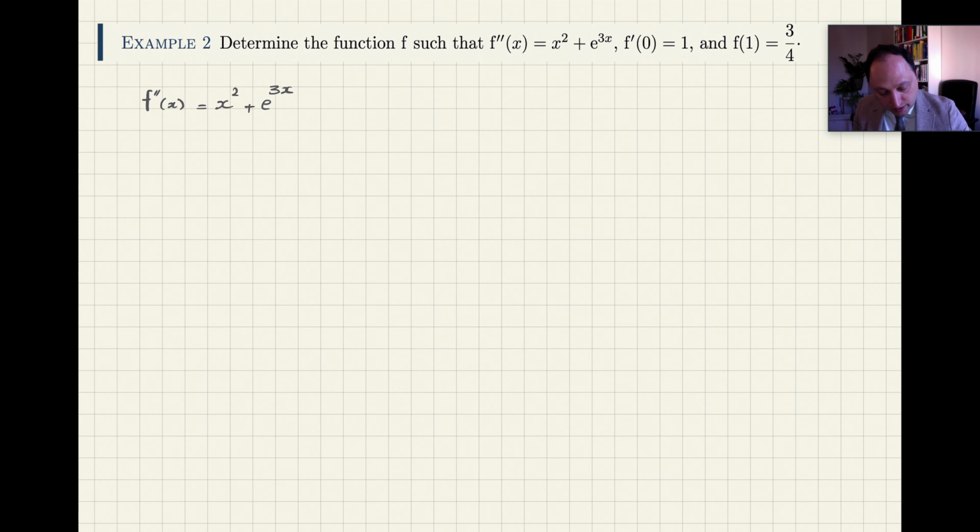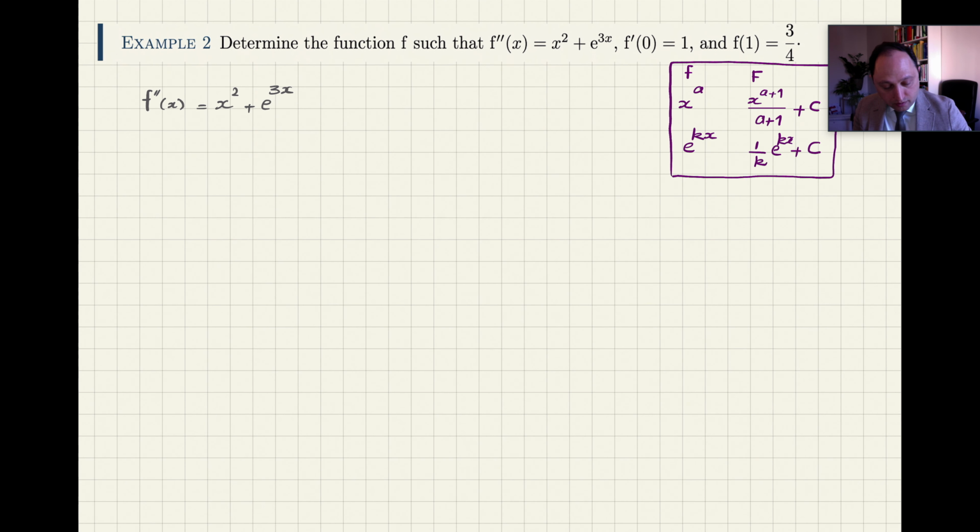Do you remember that if I have x to the power of a, its primitive function, capital F, is x to the power of a plus 1 divided by a plus 1, of course plus any constant, and we had also another famous function, the exponential function. A primitive function for this is 1 over k. We repeat the function and then we put a constant. So these are the formulas that you had earlier, yes? Okay, so now I will do this one.